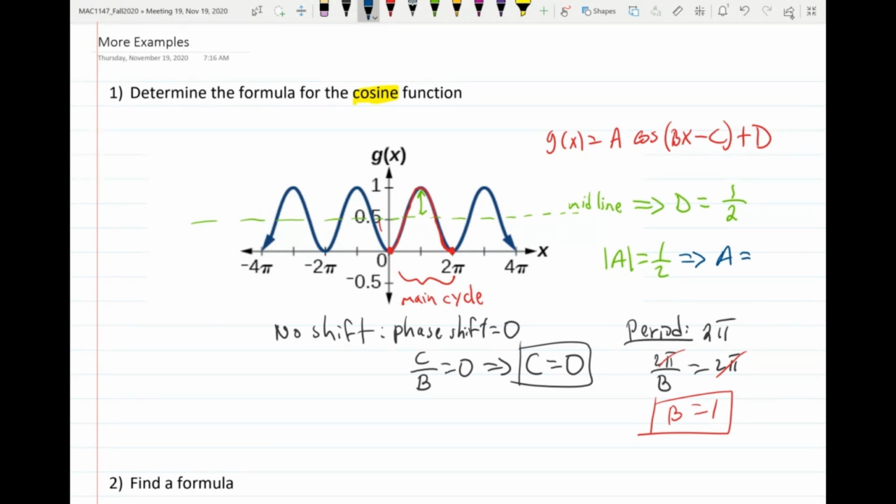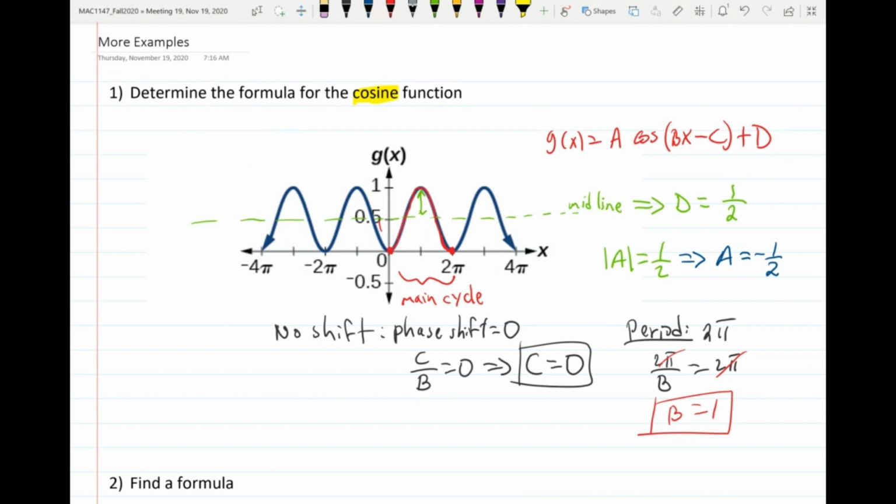It is flipped, right? Remember, the usual cosine is like this, and the main cycle that we picked was this one. And we picked it for convenience because it was from 0 to 2 pi. So that's why I picked that one, okay? When it's flipped, I need to write negative 1/2, because the negative is the one that tells you that we are flipping, okay?